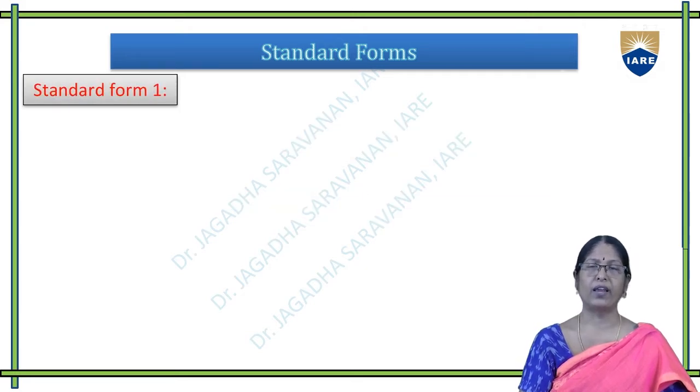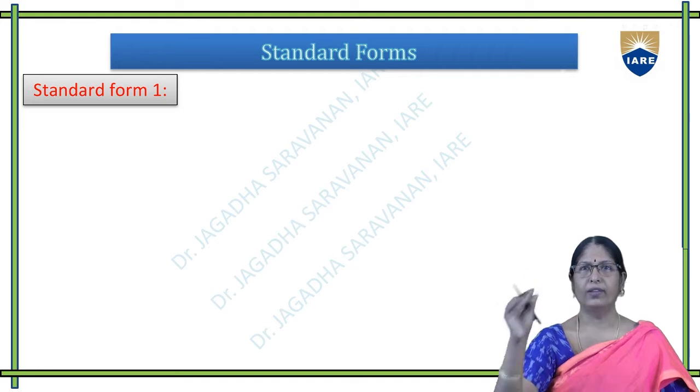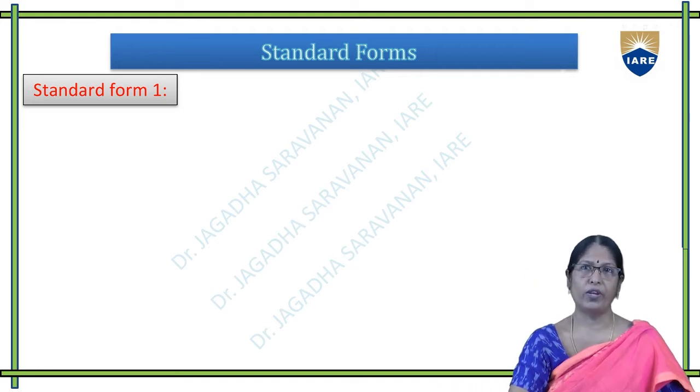First one is standard form 1, that is, how to identify the equation. There are 6 standard forms. In the 6 standard forms, how do we differentiate whether the given question comes under standard form 1, 2, 3, 4, 5, or 6?